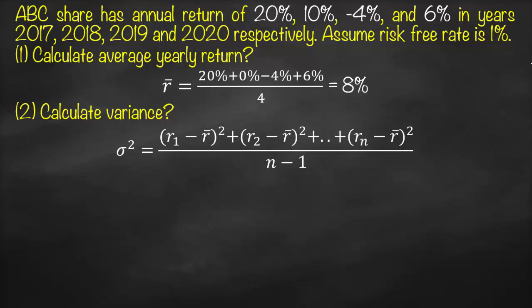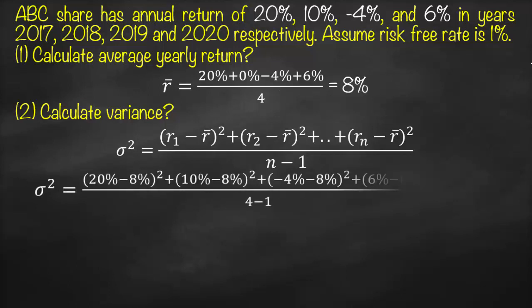Therefore, in order to get the variance, I need to get each return minus the average square and then get the summation for the second return minus average square and so on divided by the number minus 1. So our first return is 20% minus the average which we just calculated in the first point is 8%, close bracket to the power 2, plus second return of 10% minus the average 8%, close bracket to the power 2, plus open bracket the third return of -4% minus the average 8%, close bracket to the power 2, plus the fourth return which is 6% minus the average 8%, close bracket to the power 2, divided by 4 minus 1. This will give us a variance or sigma square of 0.99%.